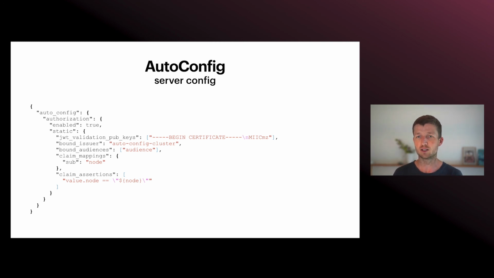On this slide, you can see the server configuration that's required for the client portion. It's just showing the autoconfig stanza. If you look at it, it's a little bit, but then again, it's not that much. It has a public key that is used to verify the signature. It has a claim mapping, so you can map the subject of the JWT token to the node in Consul, and then it has claim assertions where you can say, I want to check the node name against the node name that wants to register.